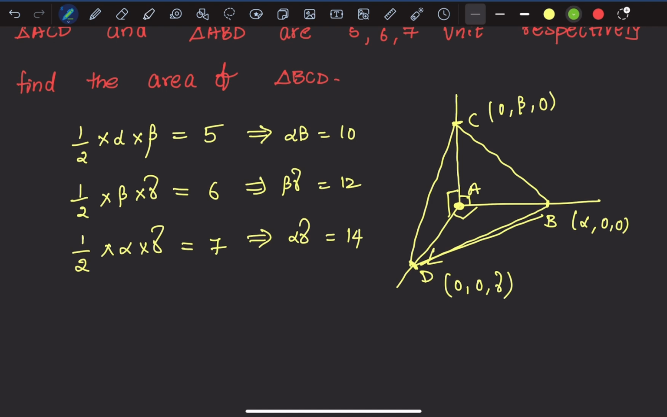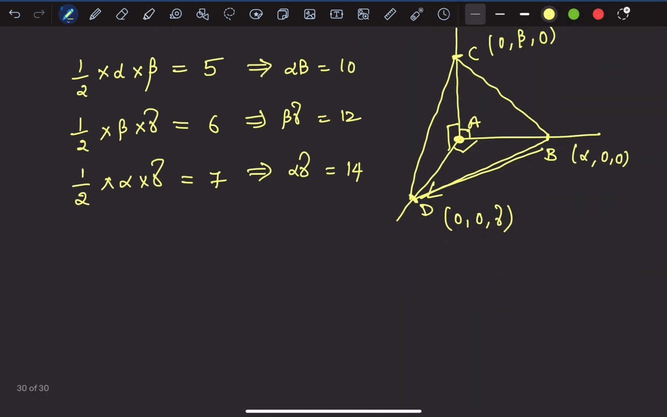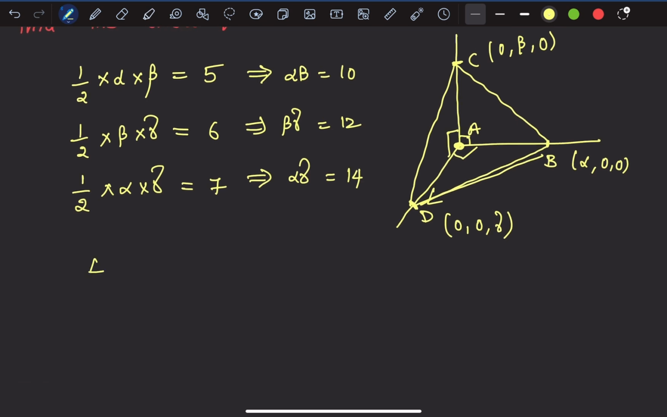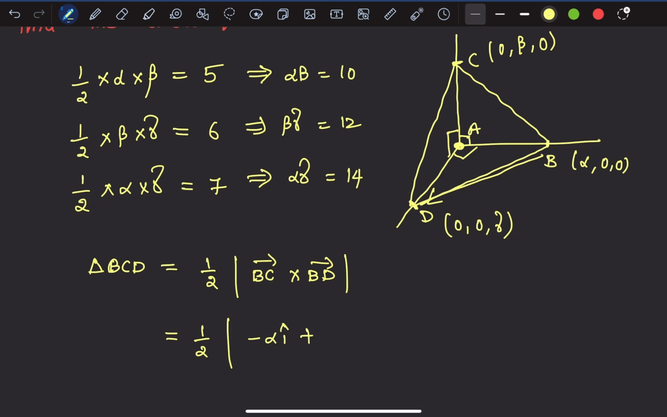Now you have these equations, and we have to find out the area of triangle BCD. That will be half modulus of BC bar cross BD bar. So this will be half, BC bar is minus alpha i cap plus beta j cap, cross BD bar, which is minus alpha i cap plus gamma k cap.